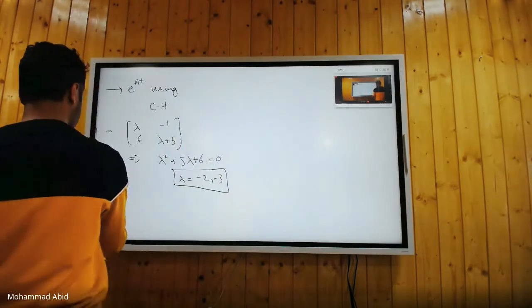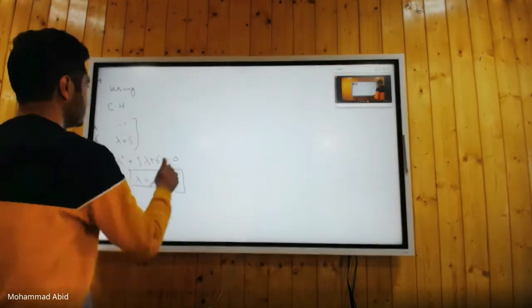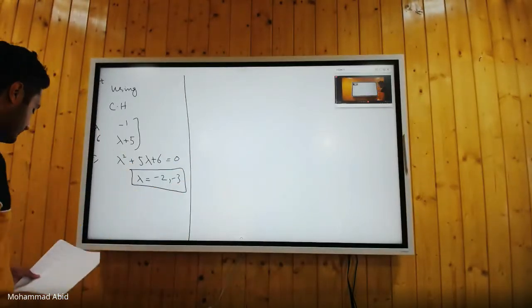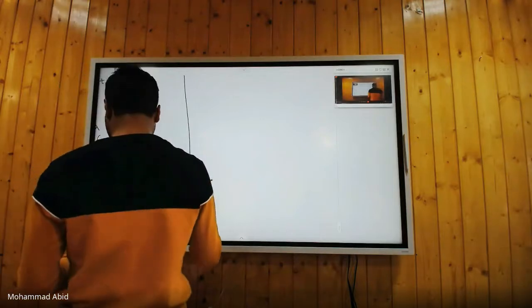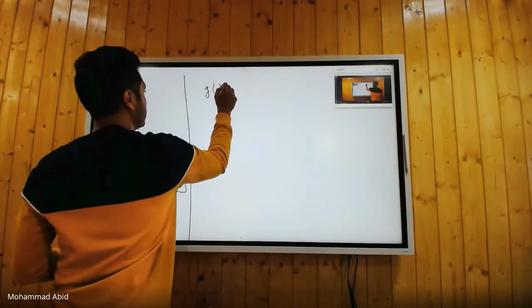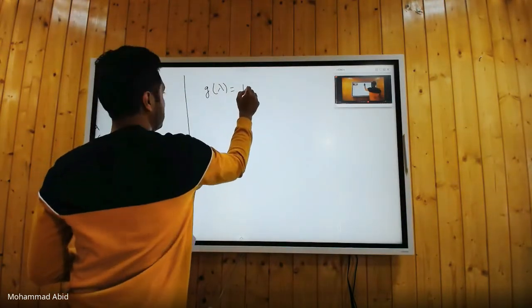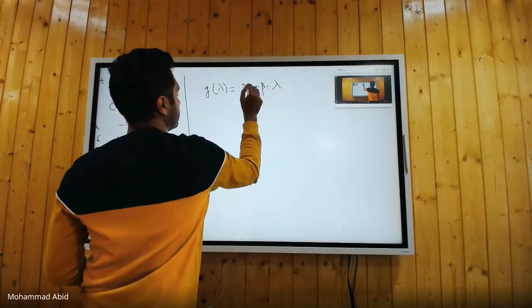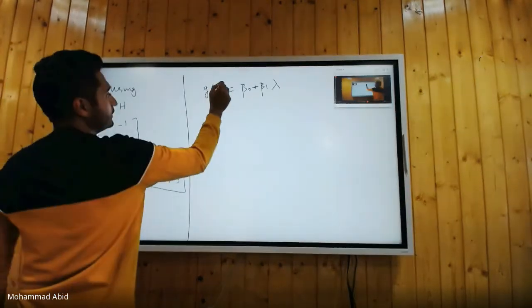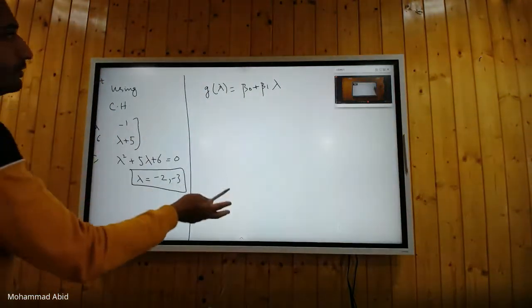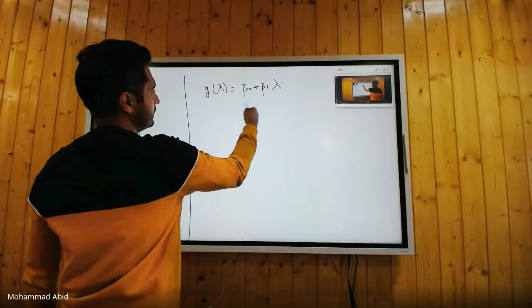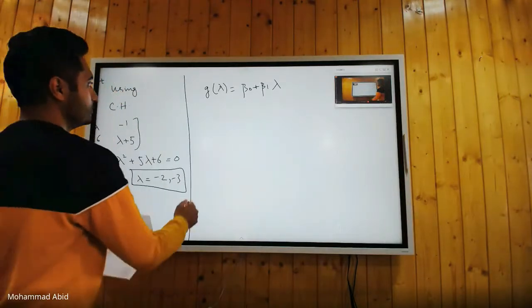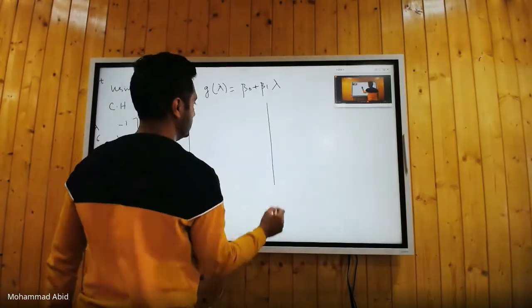using Cayley-Hamilton. So Cayley-Hamilton says since A is a second order matrix, I can write g of lambda as beta naught plus beta 1 lambda. Okay, you have studied in class that the scalar polynomial corresponding to a second order matrix is given by beta naught plus beta 1 lambda. So quickly substitute the two values.